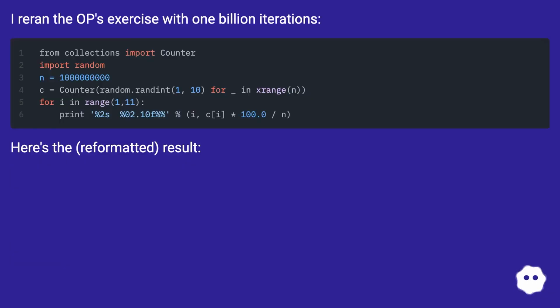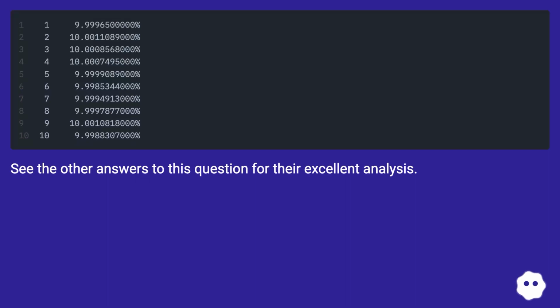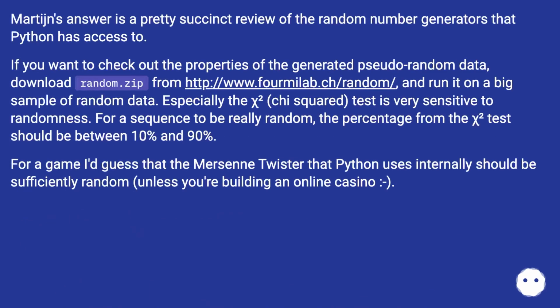I reran the OP's exercise with 1 billion iterations. Here's the reformatted result. See the other answers to this question for their excellent analysis. Martin's answer is a pretty succinct review of the random number generators that Python has access to.